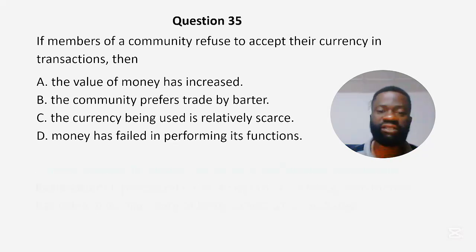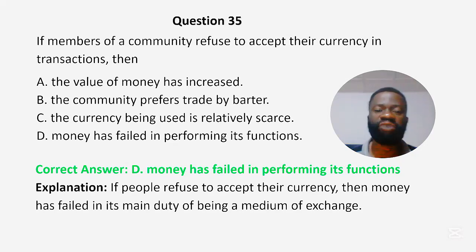The correct answer is option D. Money has failed in performing its function. If people refuse to accept their currency, then the money has failed in maintaining its duty of being a medium of exchange. Remember, we said that money is a medium of exchange, and if people refuse to accept such currency, it means that money has failed to meet up with its duty or responsibility.